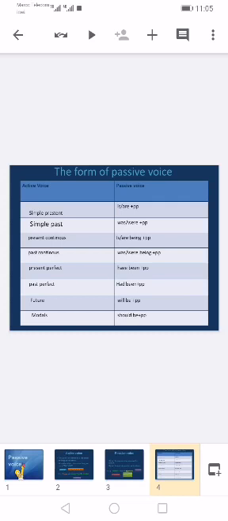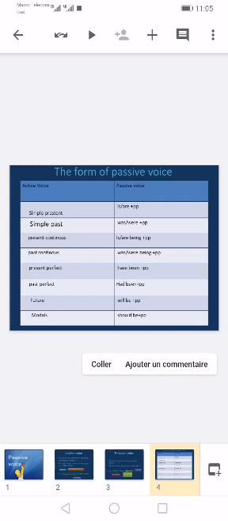In the present perfect, as you know, the rule of the present perfect is have plus verb in past participle. So here we have have, and we add been plus pp: an apple has been eaten, or apples have been eaten.